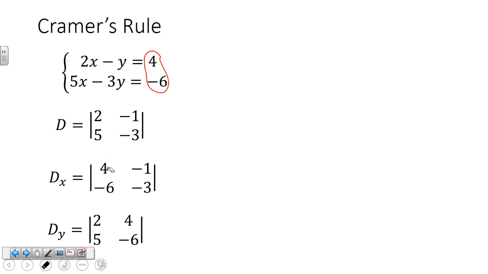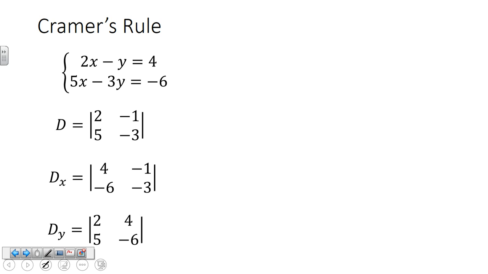Well, that implies that in D sub Y, the Y column has been replaced. So this second column has been replaced by these answer numbers. So in D sub X, it's the coefficient matrix with the X column replaced. In D sub Y, it's the coefficient matrix with the Y column replaced. And we need to find the determinants for all three of these matrices.